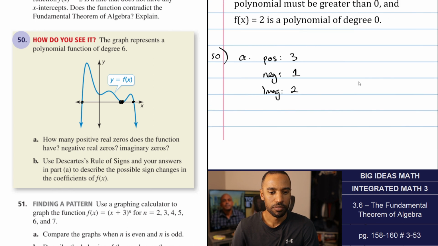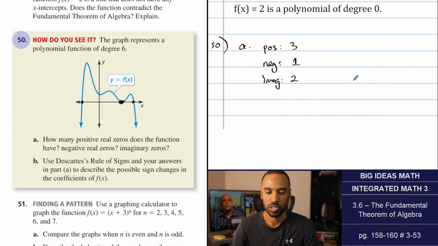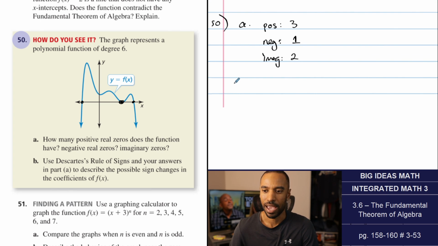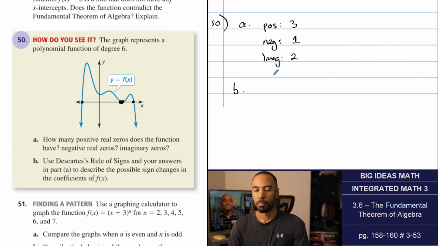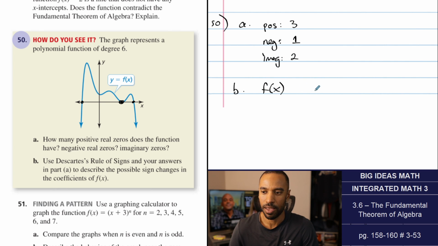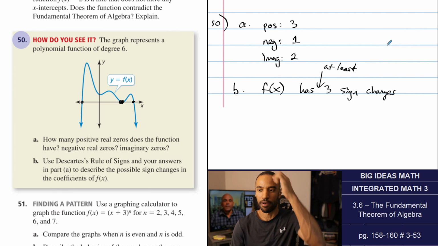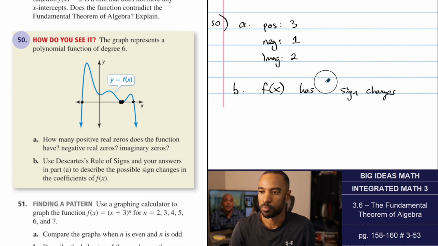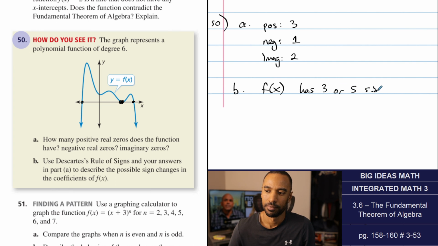All right, use Descartes' Rule of Signs in your answers in part A to describe the possible sign changes in the coefficients of x. So given that there are 3 positives, that means that your original f of x has at least 3 sign changes, and that means by a multiple of 2. It can have 3 or 5. Let me just say 3 or 5 sign changes, because I'm still not convinced that it doesn't go up to 5, because it could to me. F of x has 3 or 5 sign changes.